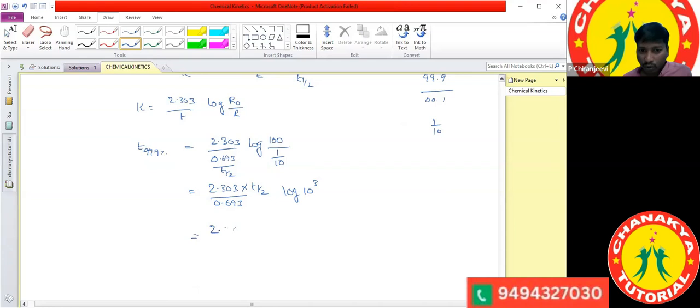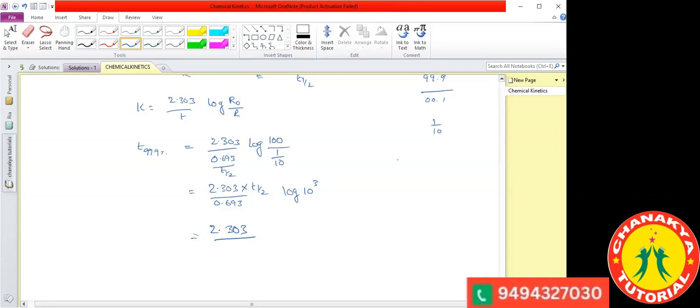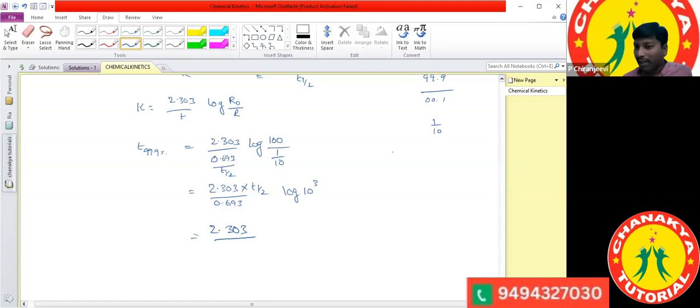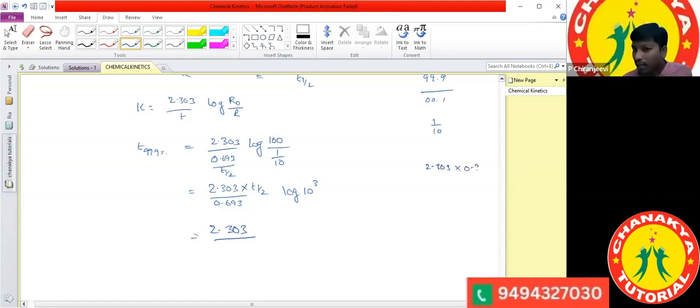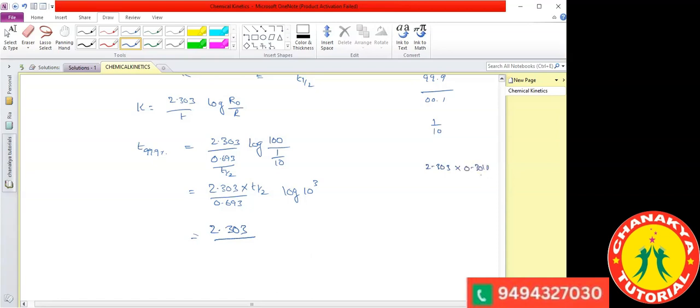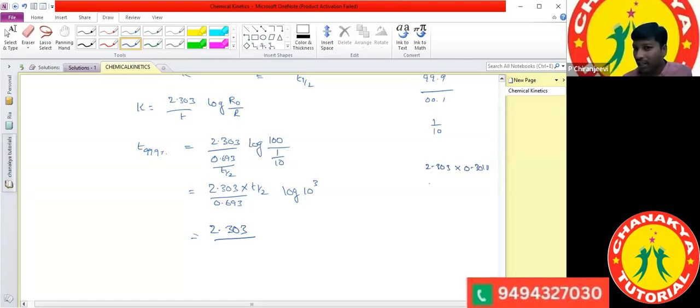Very good. So 2.303 divided by... how did you get 0.693? Any one of you having an idea? It's the formula, sir. It's a formula, yes. Actually, by derivation of the half-life period, you get 2.303 into log 2. The log 2 value is 0.3010. If you multiply with this, then only you will get 0.693. I am asking this concept to make the simplification easy.